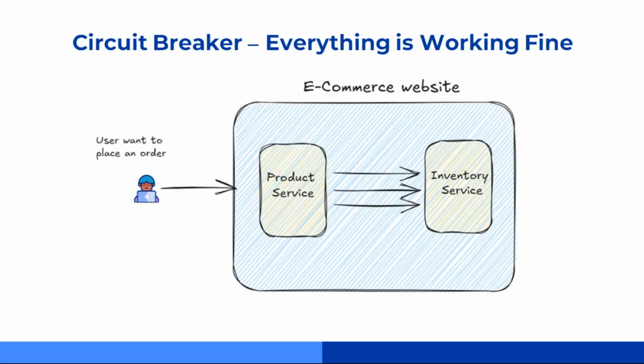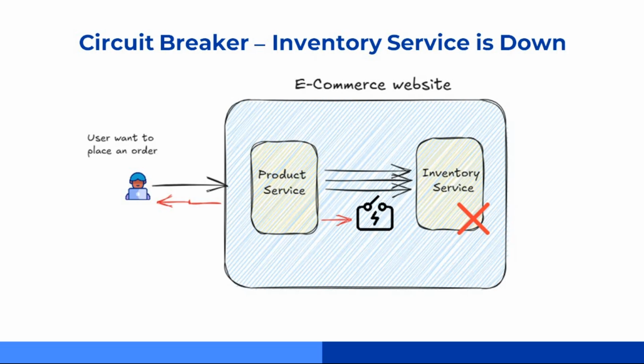Now let's look at the happy path again. When inventory service is healthy, the circuit breaker remains in closed state. The product service sends requests normally and the circuit breaker just lets them pass through. Everything works smooth like normal flow. But what if inventory suddenly crashes? Let's see that next. Now inventory service goes down, maybe timeout, crash, or resource issue. The circuit breaker detects repeated failures and switches to the open state.